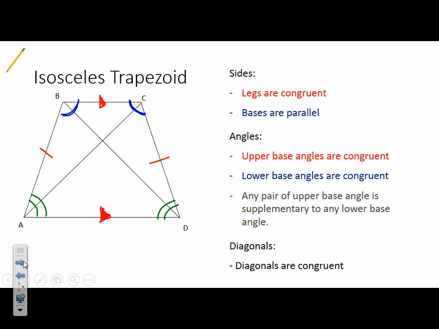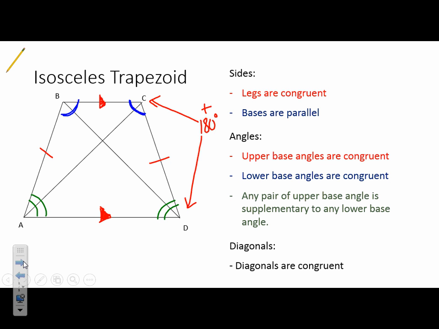And still, any pair of upper base angle is supplementary to a lower base angle. So again, still, we're talking about angle C and angle D right here. Adding together, they should still make 180 degrees. And that's because of the parallel lines in there, because those two angles would be consecutive interior angles. That trails back to what we talked about when we talked about parallel lines.